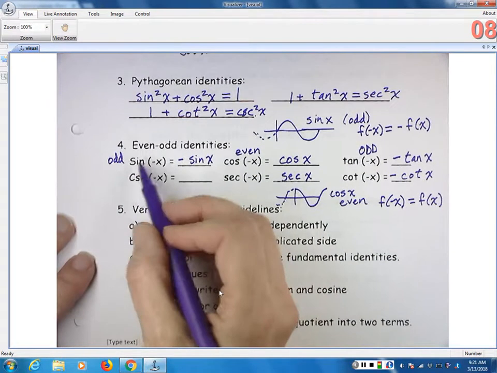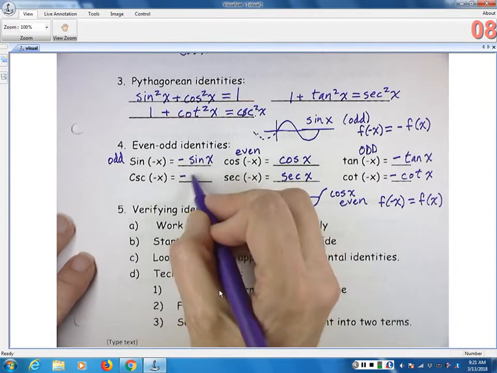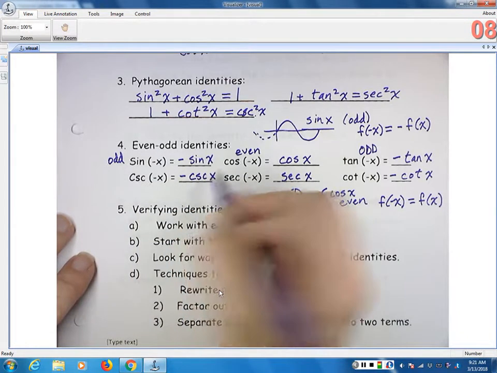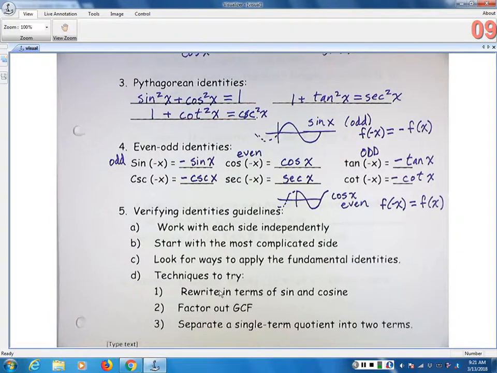Cosecant is 1 over sine, so it's odd. So that's minus cosecant x. Those are the even and odd properties.